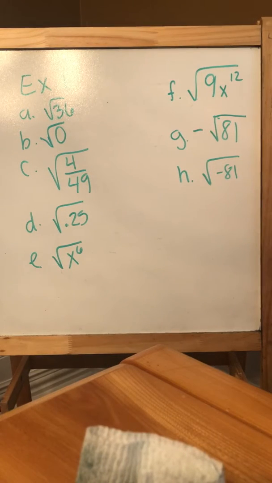Hey guys, okay, so we're going to start chapter 10. This is chapter 10, section 1 on page 596 of your textbook, and we are doing radicals and radical functions.